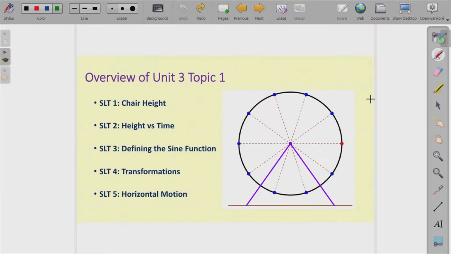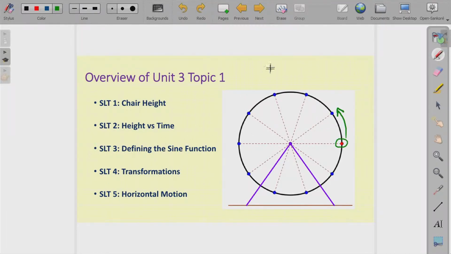So students are presented with a context involving a Ferris wheel to introduce them to the idea of circular motion. And that idea really is carried through a number of the tasks in the sequence. In Task 1, students determine the height of each chair, shown in this figure. In Task 2, they describe the relationship between the height of a particular chair as it varies with time.